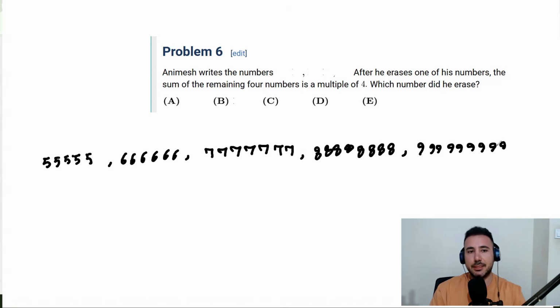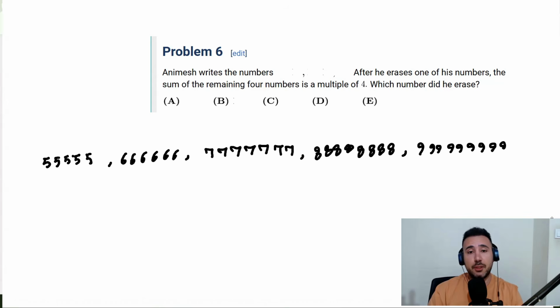So the question becomes like this. Amanish writes the numbers, all these numbers. After he erases one of his numbers, the sum of the remaining numbers is a multiple of 4. Which number did he erase? So now you cannot answer this. You cannot add them and then do that, right?